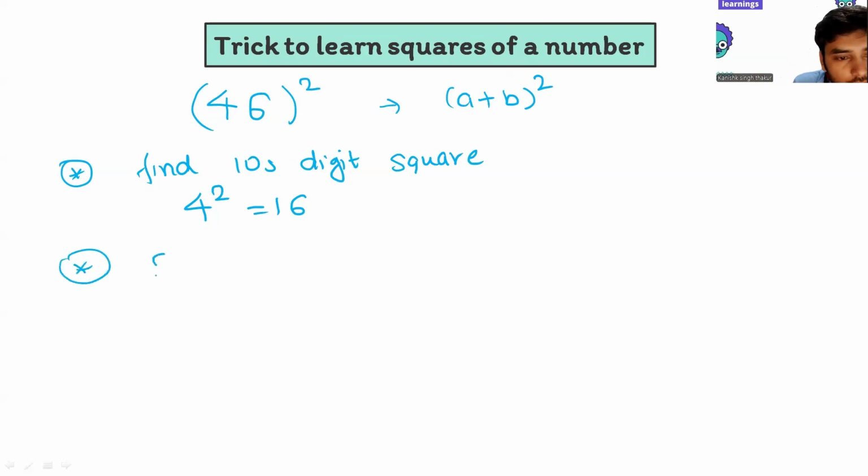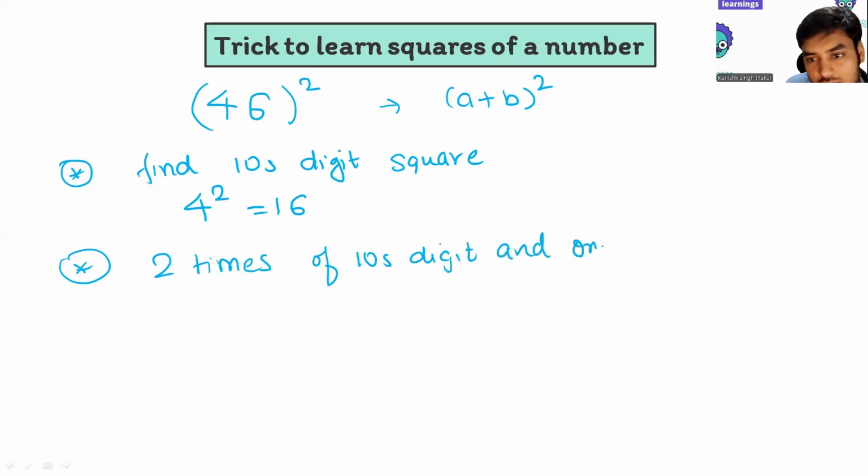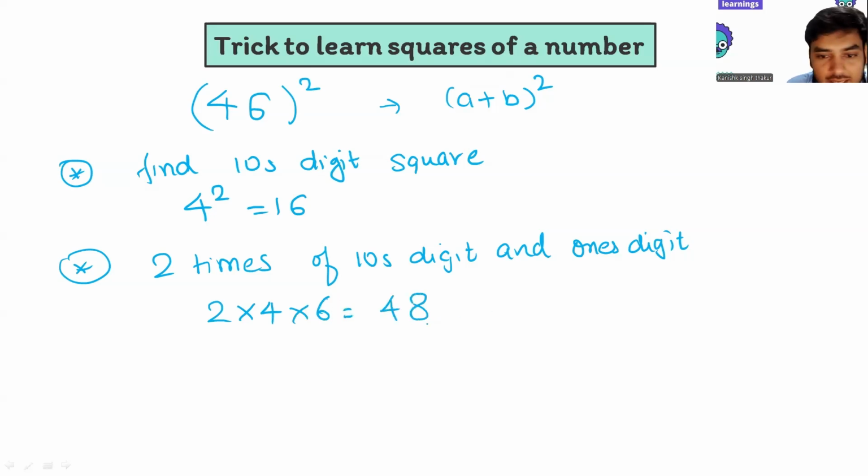Okay. So now you have to do 2 times the tens digit times the ones digit. Like here, 4 and 6 are the tens and ones digits. So I'll do 2 times 4 times 6. How much does it give you? 48. This 48, I'll add to the previous number. I had 16 already. I'll add the tens digit of 48 to the previous number, so 16 and then 4 added to it. How much does it become? 20. So I got 208.